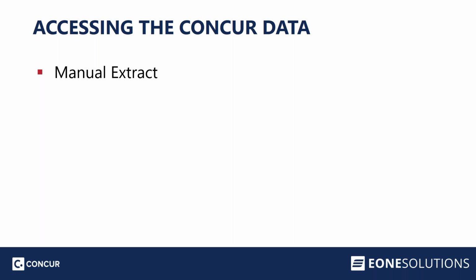So this manual extract is the first route. If somebody wants to manually grab that file from that system, they can download that at any time once the batch has been closed out and no more edits or modifications can be made to it.